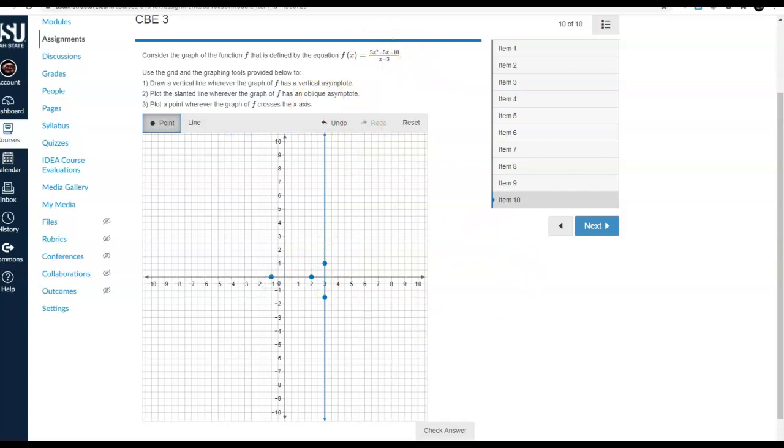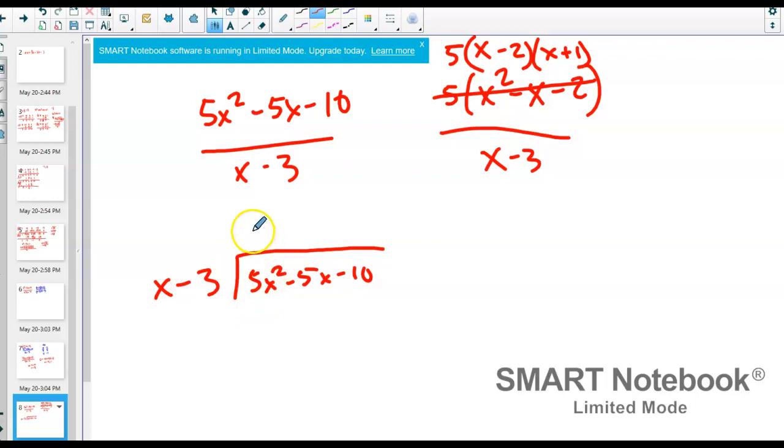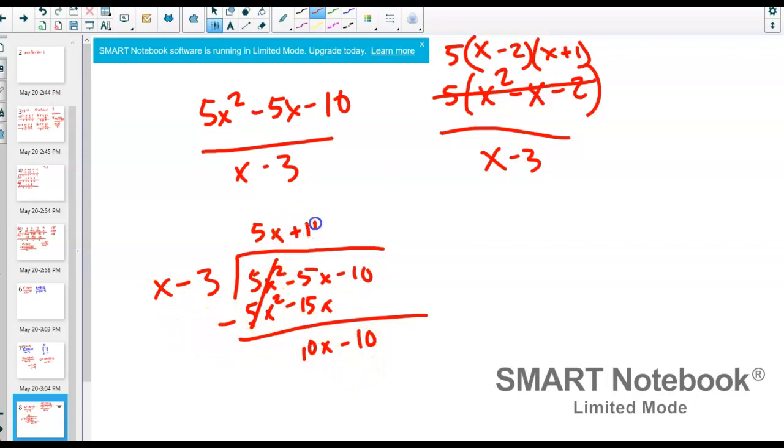To find my oblique, I have to divide these two. So we're going to go 5x squared minus 5x minus 10 divided by x minus 3. I have to times this by 5x to get me 5x squared, then minus 15x. I'm going to subtract this. That gets rid of that, which will give me 10x minus 10. And then I have to multiply this by 10, which will give me 10x minus 30. And that'll give me 20. I don't care about my remainder. This is my oblique. It's y equals that.